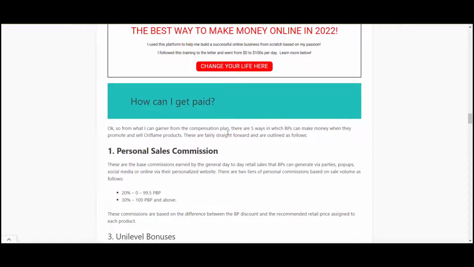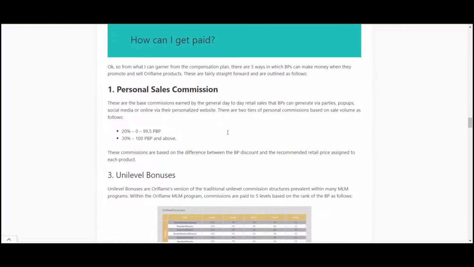Okay, so how we get paid. Five ways that I've found that we get paid. First is your personal sales commission. So that is, as I mentioned, the base sale. If you sell 99.5 BPP points, you get 20%. 100 points and above, you get an extra 20%. So that's 30% personal sales commission on everything you sell. So that's your discount, which you then sell.